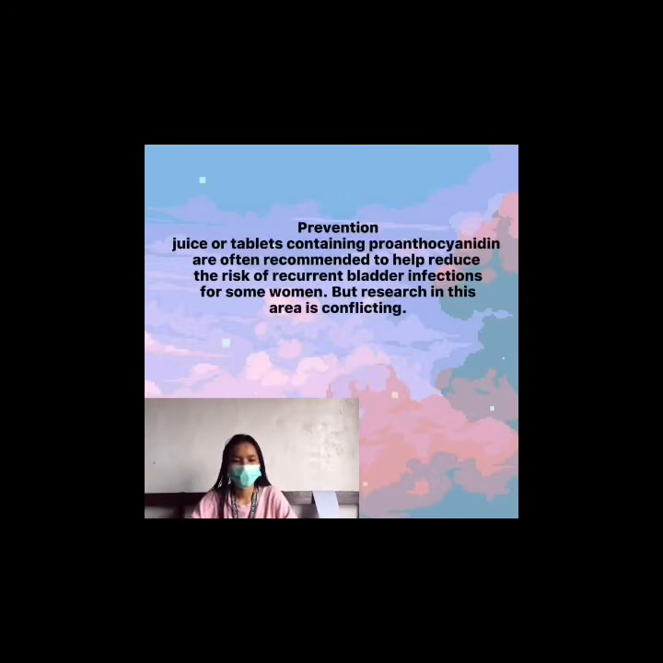Prevention. Cranberry juice or tablets containing proanthocyanidin are often recommended to help reduce the risk of recurrent bladder infection for some women, but research in this area is conflicting. Some smaller studies demonstrate a slight benefit, but larger studies found no significant benefit.